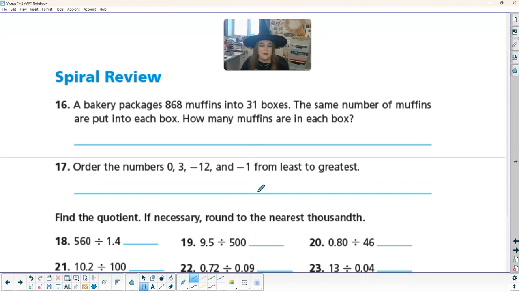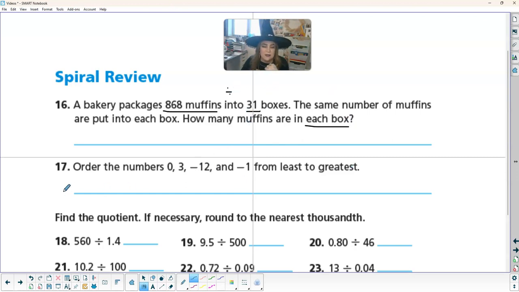If you're choosing to do these ones, these should be things that we have learned about this year. So it should just be a refresher for you. So you have a bakery packaging 868 muffins into 31 boxes. The same number are put into every box. How many are in each box? So we're taking our total and dividing it into groups of 31.